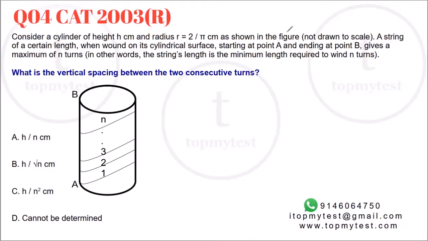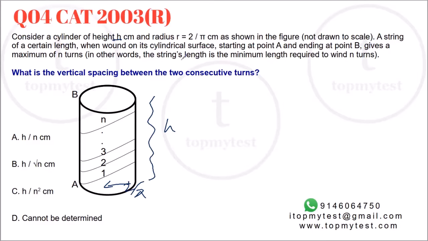The next 3 questions are basically a triple set which came up in CAT 2003, the repeated one. Let's see what this is. Consider a cylinder of height h and radius 2 by pi. So the radius is 2 by pi, height is h, as shown in the figure, not drawn to scale. A string of a certain length, when wound on its cylindrical surface, starting at point A, ending at point B, gives a maximum of n turns. So there are n turns on the string.